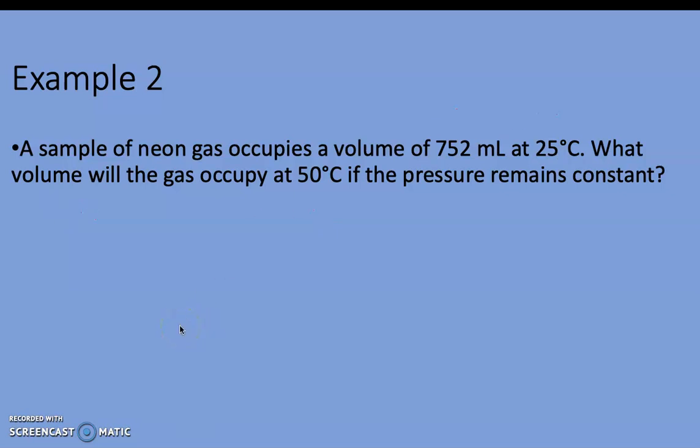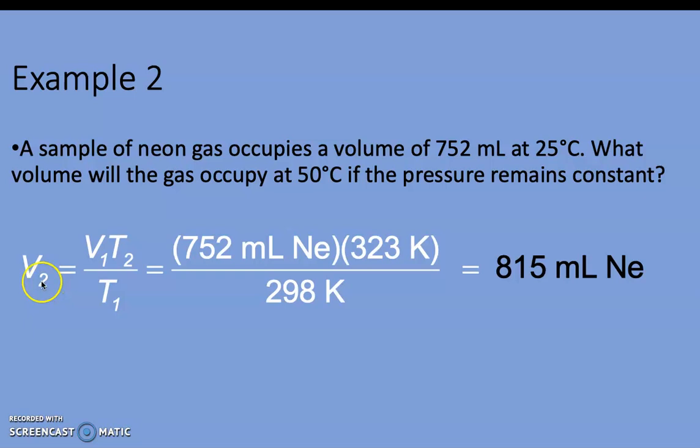So let's look at the formula. We want to rewrite the formula where we have V2 equals. So V2 equals V1 times T2 over T1. We plug in the numbers, and we have our kelvins. That way the kelvins can cancel out. And we multiply. 752 times 323 divided by 298 equals 815 mL.